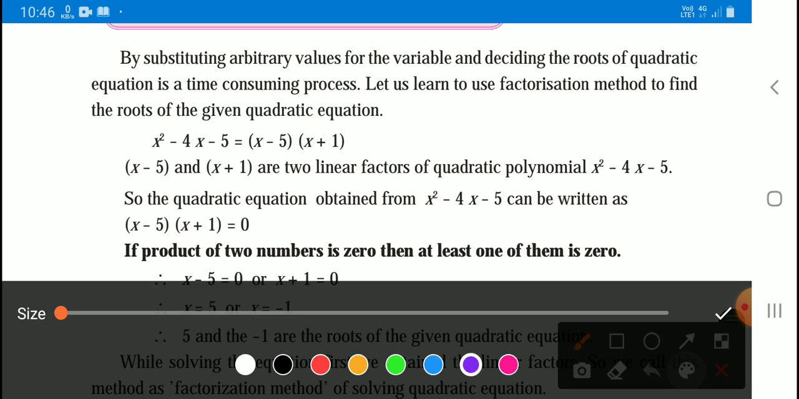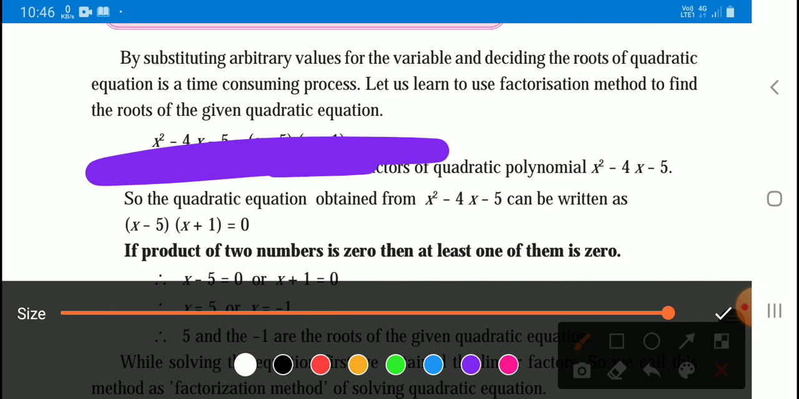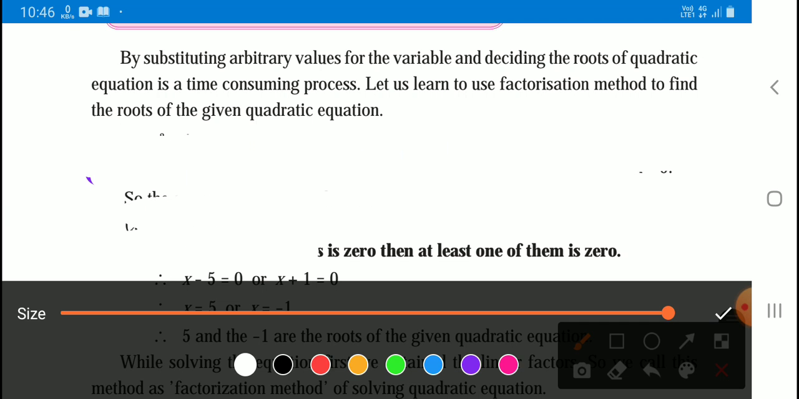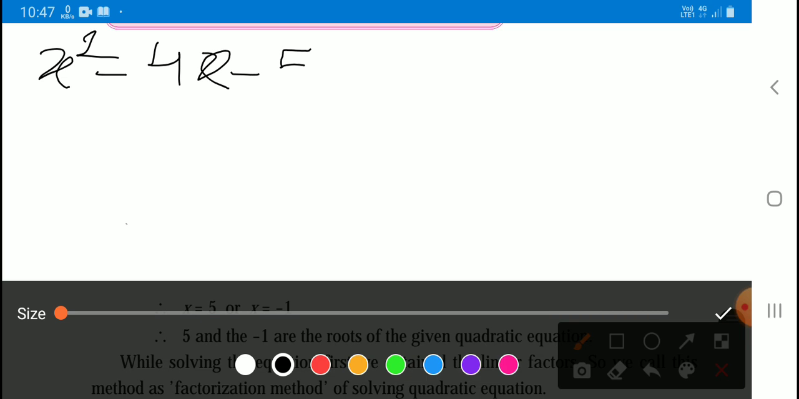Okay, we will take the same example and I will solve it here: x square minus 4x minus 5 by the factorization method. You have already studied this method in 8th and 9th standard, but I will repeat it to solve the example. Okay, so I will write the example here: x square minus 4x minus 5.